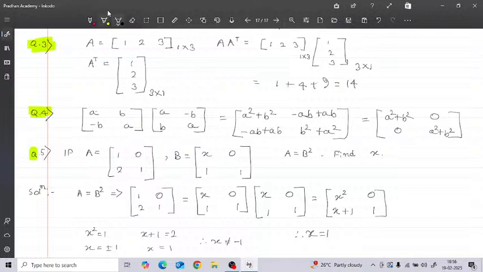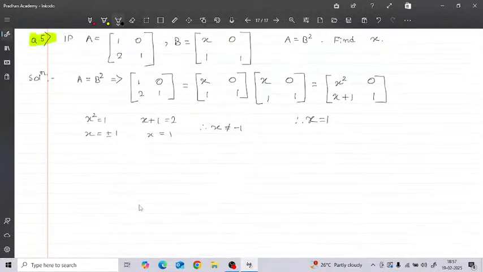Okay. If you are getting x squared equals 1, many of you will finish the problem here, but it's not correct. Here is also another relation, that x plus 1 equals 2. So from this we will get the correct answer. Okay, let's move to the next question.